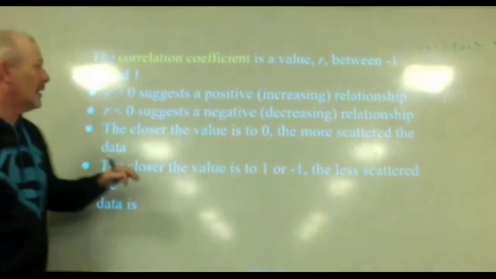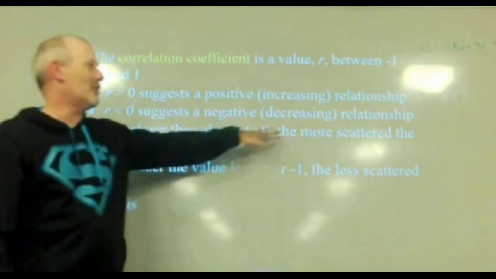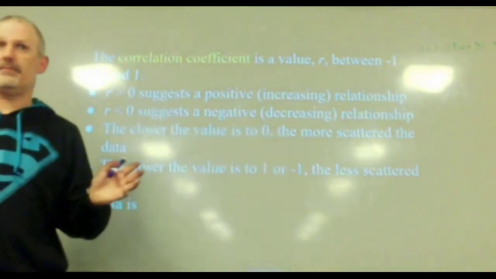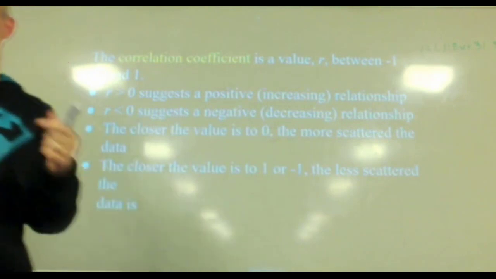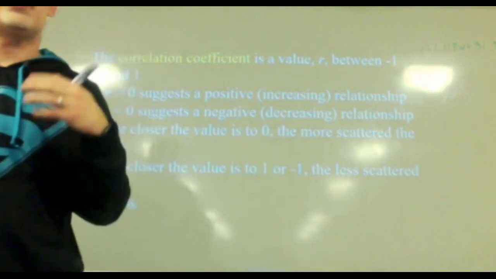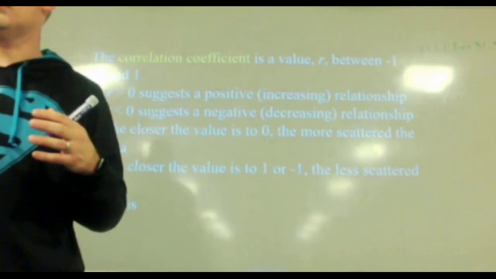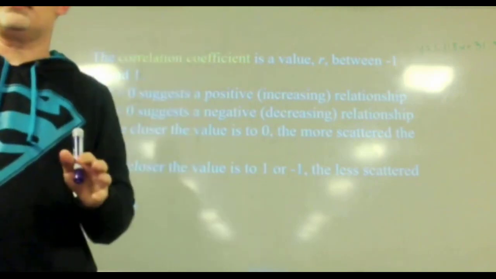Okay? Then, the closer it is to 0, the more scattered out the data will be. So if you get close to 0, that means the line probably doesn't fit the data very well because the data is all kind of spread out.